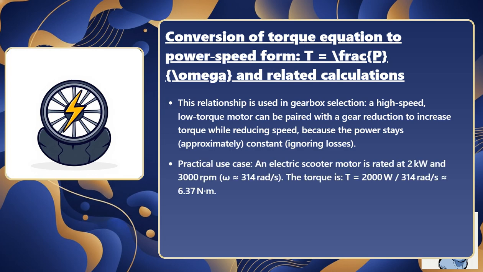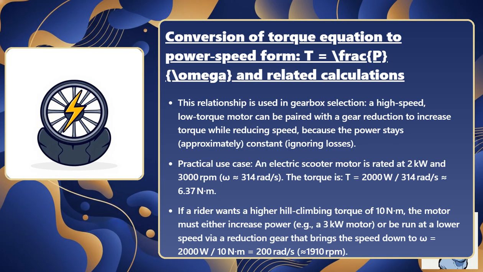Practical use case: an electric scooter motor is rated at 2 kilowatts and 3,000 revolutions per minute, omega approximately 314 radians per second. The torque is T equals 2,000 watts divided by 314 radians per second, approximately 6.37 Newton meters. If a rider wants a higher hill climbing torque of 10 Newton meters, the motor must either increase power, for example 3 kilowatts, or be run at a lower speed via reduction gear that brings the speed down to omega equals 2,000 watts divided by 10 Newton meters, equals 200 radians per second, approximately 1,910 revolutions per minute.